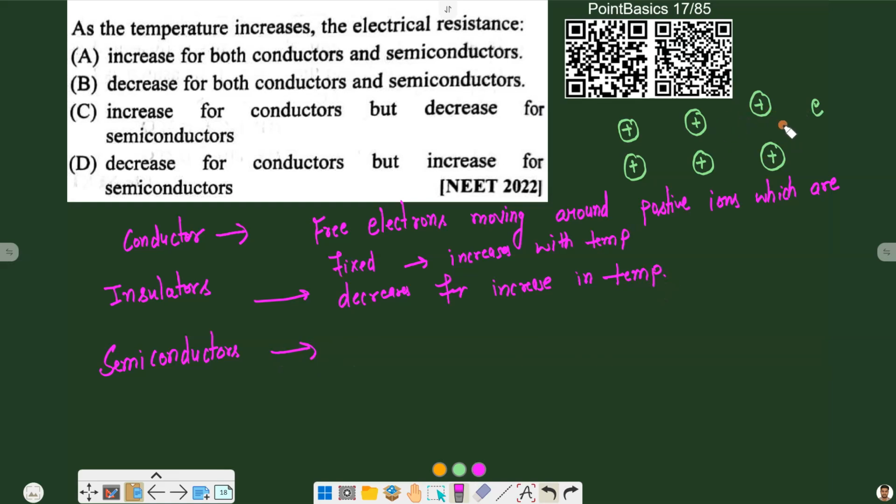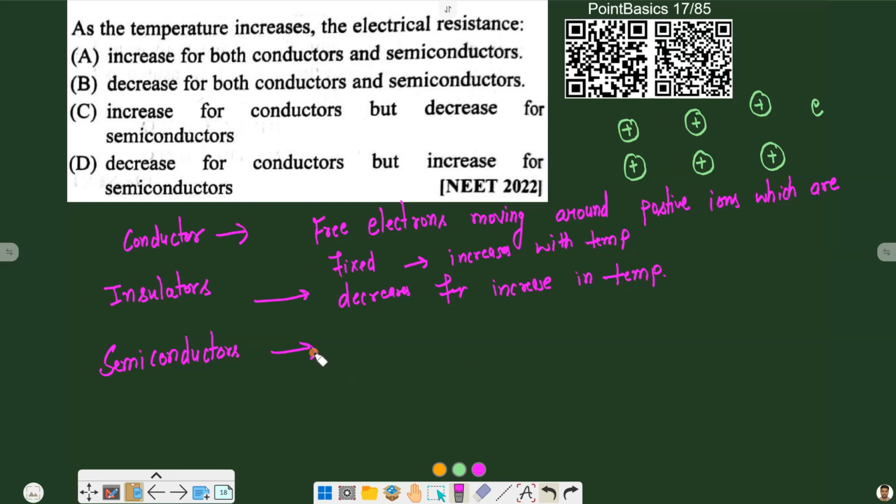Now coming to semiconductors. Semiconductors follow the same methodology as insulators. Just in case of semiconductors, the energy required to free an electron is quite small compared to insulators, but higher compared to conductors. In conductors, electrons are free at room temperature, but in semiconductors, electrons are not free at room temperature. We need to provide them some energy, and with a very small amount of energy, they become free.